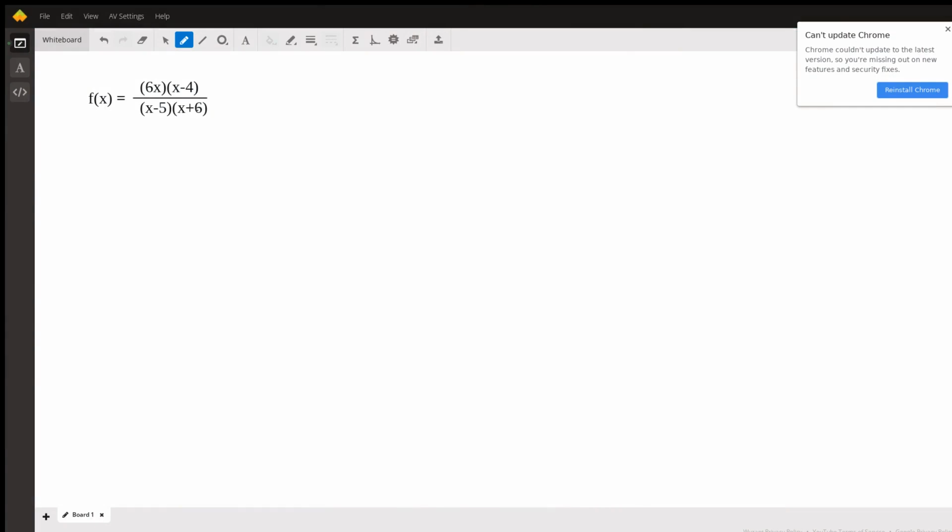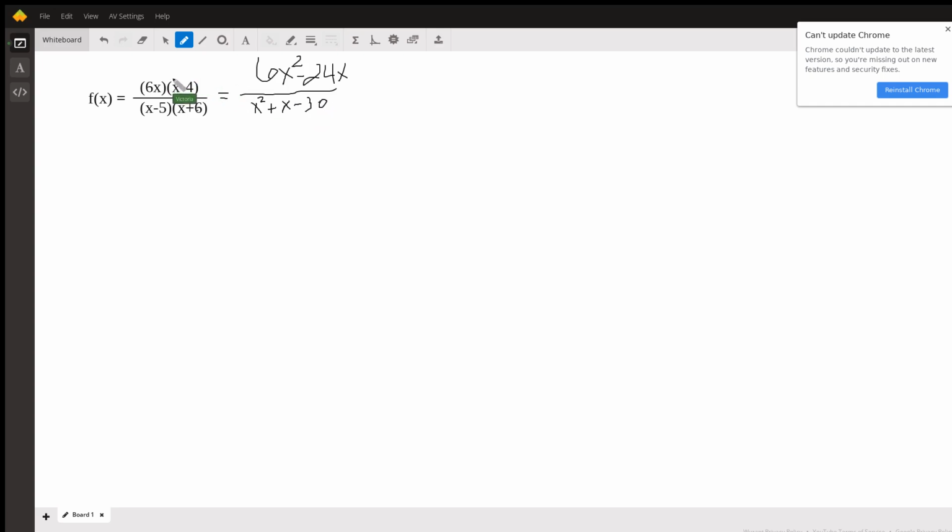For the function that's given, we're looking for where the function crosses the horizontal asymptote. So to find the horizontal asymptote, we need to take this and multiply them out. On the top, this is going to be 6x squared minus 24x. On the bottom, if you multiply this, you FOIL it, you get x squared, and then minus 5x plus 6x is plus 1x, and then minus 30.